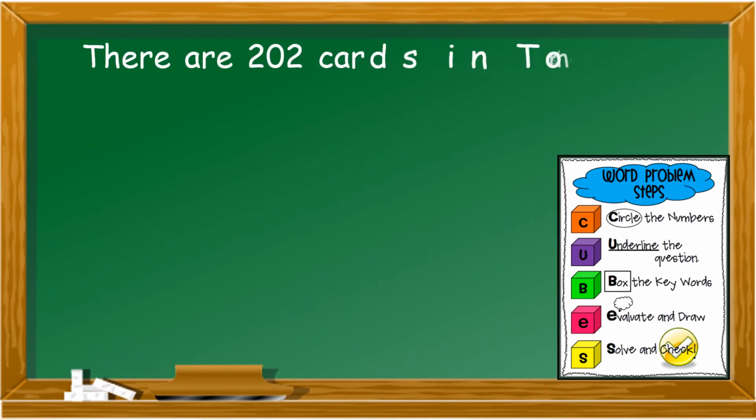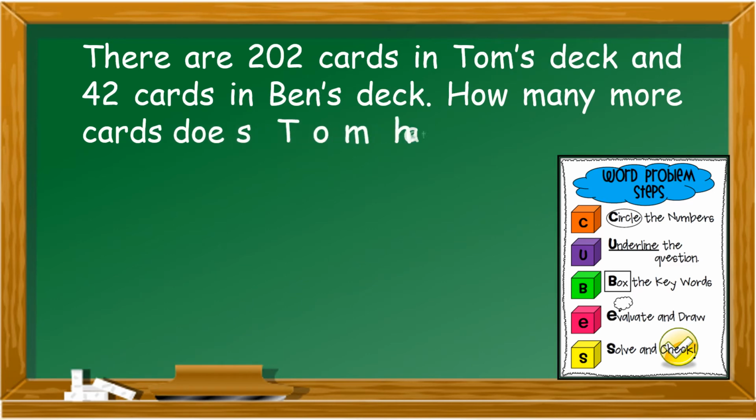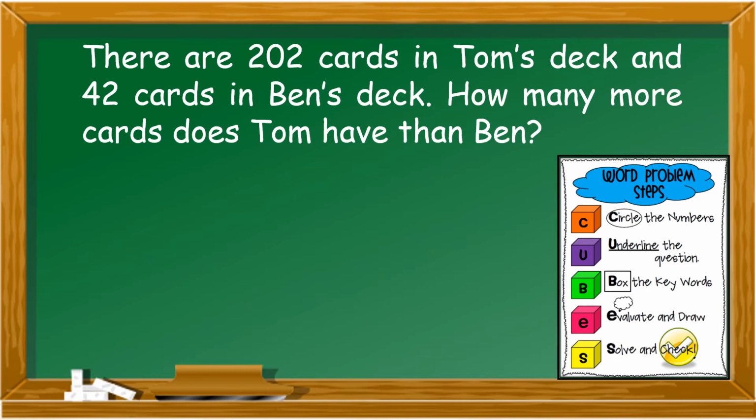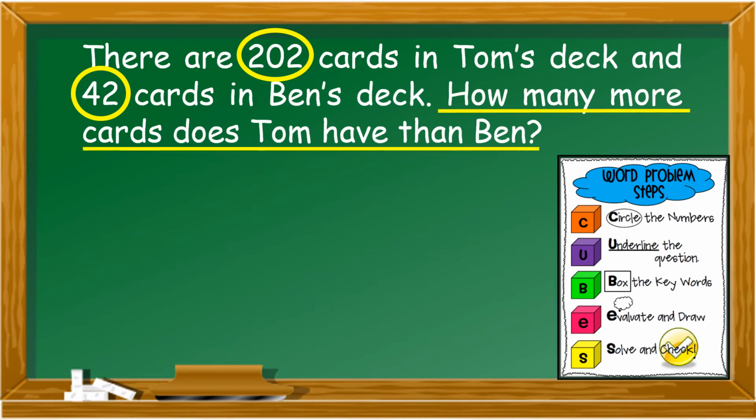There are 202 cards in Tom's deck and 42 cards in Ben's deck. How many more cards does Tom have than Ben? Well, let's start with circle the numbers. Next, we're going to underline the question, which is, how many more cards does Tom have than Ben? What's the next step? We're going to look for some keywords to help us. Do you see any? If you said how many more, you are correct. Now, let's evaluate with some pictures, shall we?